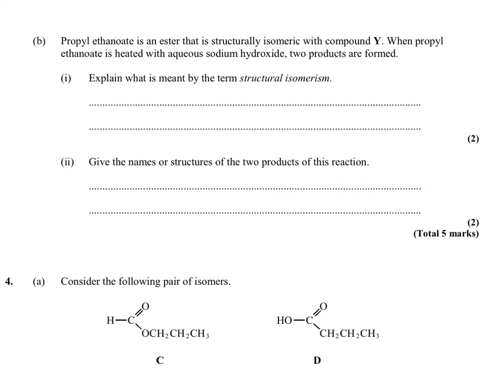Propyl ethanoate is an ester that is structurally isomeric with compound Y. When propyl ethanoate is heated with aqueous sodium hydroxide, 2 products are formed. Explain what is meant by the term structural isomer. So it has the same molecular formula, but a different structure, or a different structural formula.